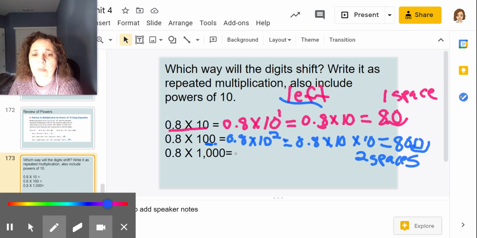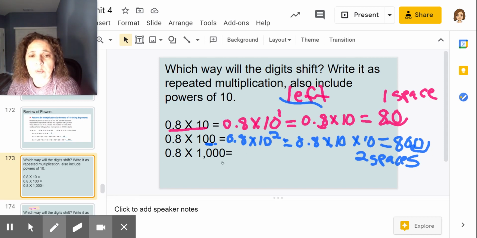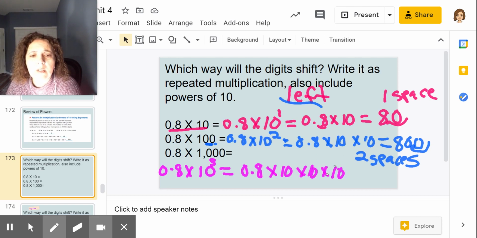So 8 tenths times 1,000, I'm going to write right below so I have more room. That's the same thing as 8 tenths times 10 to what power? How many zeros? 1, 2, 3, to the third power, right? Which is the same thing as 8 tenths times 10 times 10, and I have 3 of them, so another 10, which is the same thing as 8 tenths times 1,000, right?